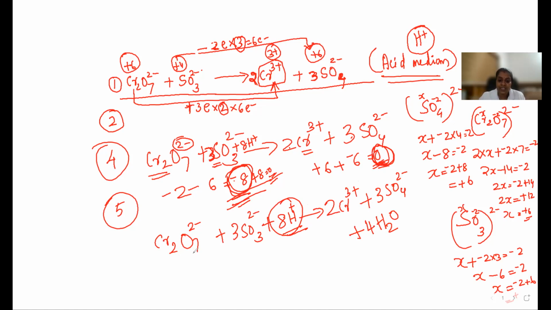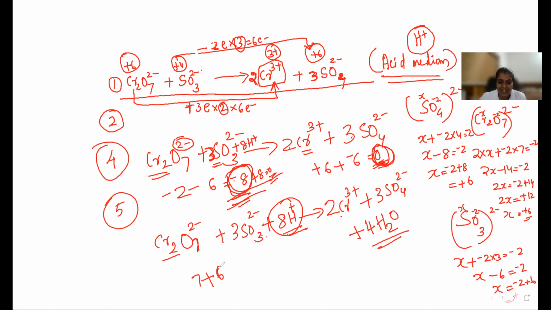Okay, now we can see whether the oxygen is balanced or not. If you add the water molecule, everything should be balanced. Let us see that. Cr2 is balanced. Sulfur is balanced. Now hydrogen is also balanced. Oxygen we can see: 7 plus 3 into 3. How many? 7 oxygen here.